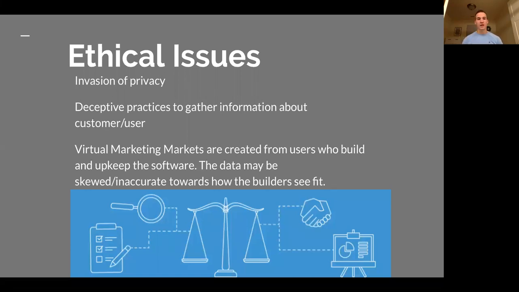A couple of ethical issues. Throughout everything that we saw and read, the biggest thing was the invasion of privacy. You're passing over to a computerized software system the confidential blueprints to your product, and then you're asking them to test it as if it was a real life market. There are also deceptive practices to gather all information of consumers and users. Another one that was kind of interesting is that virtual markets are created by the users who build and upkeep the software. So the data might be skewed or a little inaccurate toward how that builder sees fit. So people kind of say, hey, that's unethical. You gave me this data because that's the way that you saw it, and we paid you a premium price to get the actual data.